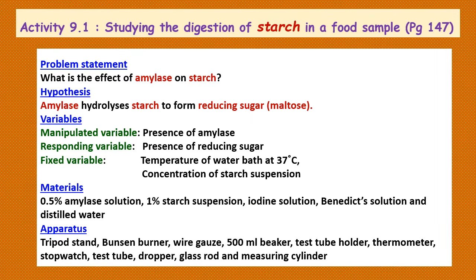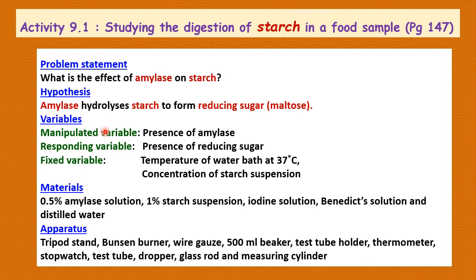Right, activity 9.1. The aim is studying the digestion of starch in a food sample. Page 147 of your Form 4 textbook. Now, problem statement. What is the effect of amylase on starch? So amylase is the enzyme and starch is the substrate, which amylase acts on. Our hypothesis: the enzyme amylase hydrolyzes starch to form a reducing sugar, which is maltose actually.